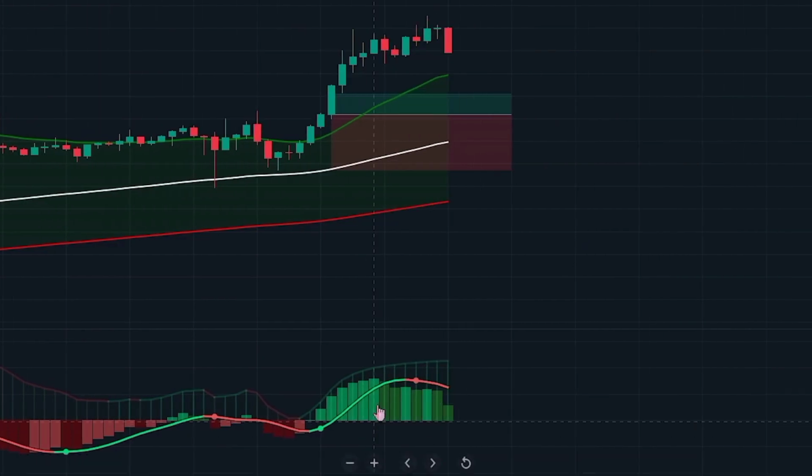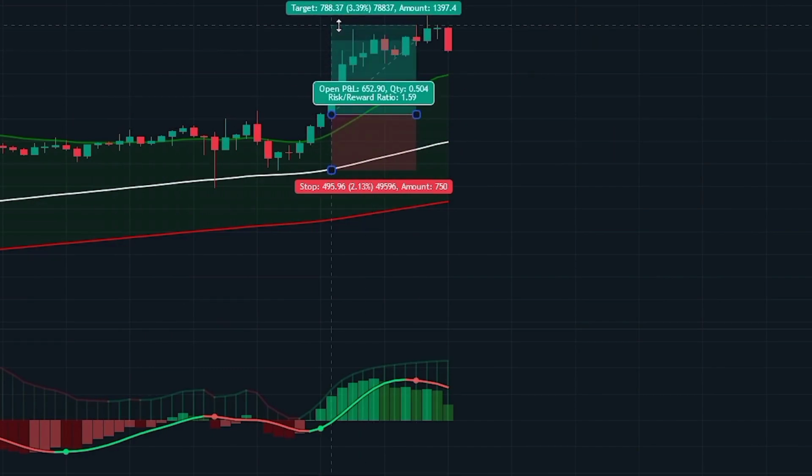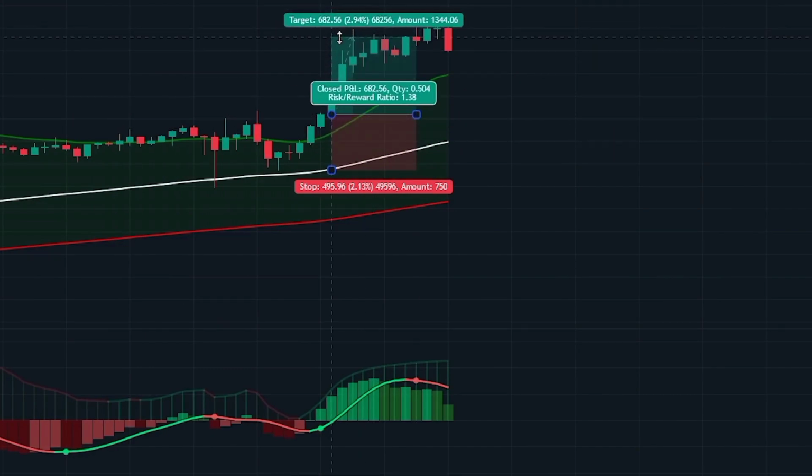As you can see here, the next bearish signal has appeared on the BX Trender. Therefore, we will exit the position. Let's now take a look at the exception that we previously mentioned.